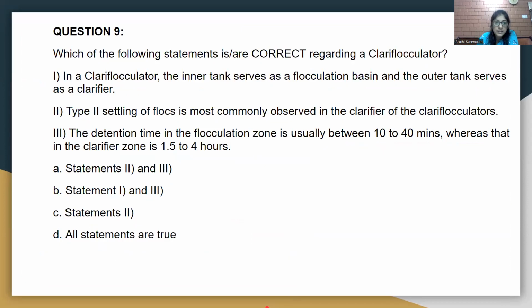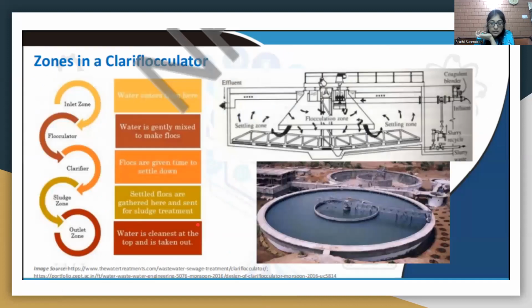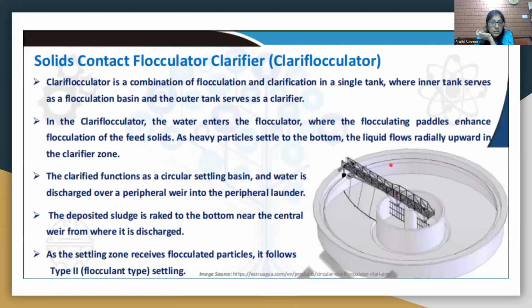The first point is saying the inner tank serves as a flocculation basin and the outer tank serves as a clarifier. So that statement is true. Now, the second one is about what kind of settling is occurring in the clariflocculator: type 2 settling, that is flocculant settling, is happening. So that statement is also true. The third statement is about the detention time of the flocculation zone and the clarifier. So here you can see the detention time.